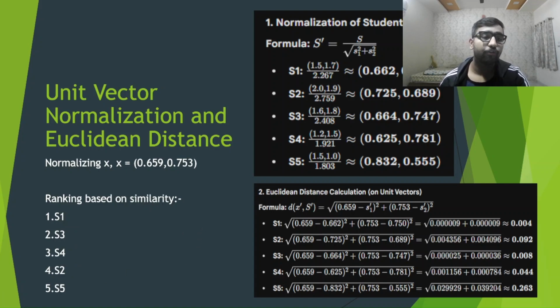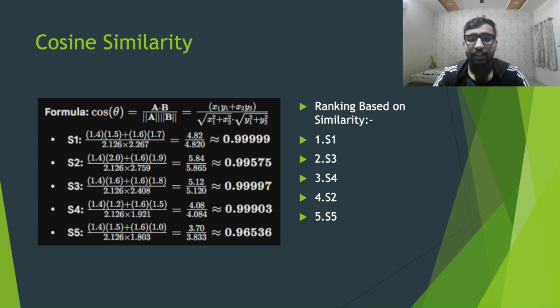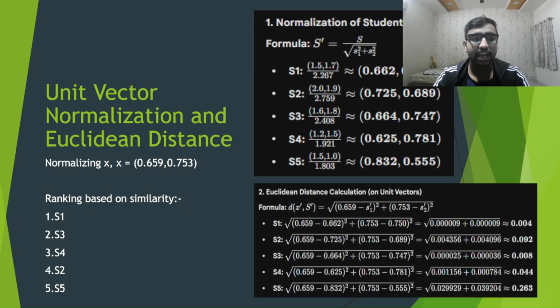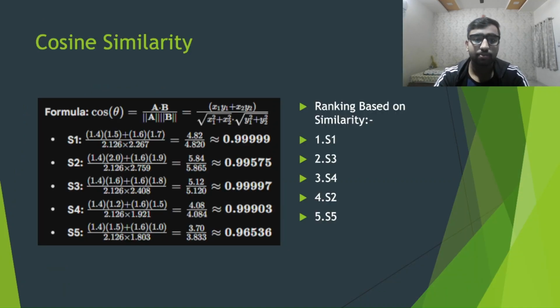Now the key takeaway from here is that once we have performed the unit vector normalization of the data points, the results of cosine similarity and Euclidean distance would be the same. You can verify this from here: for cosine similarity and for Euclidean distance on unit vector normalized data points, they have the same results. Each one says that S1 is the most similar while S5 is the least similar.